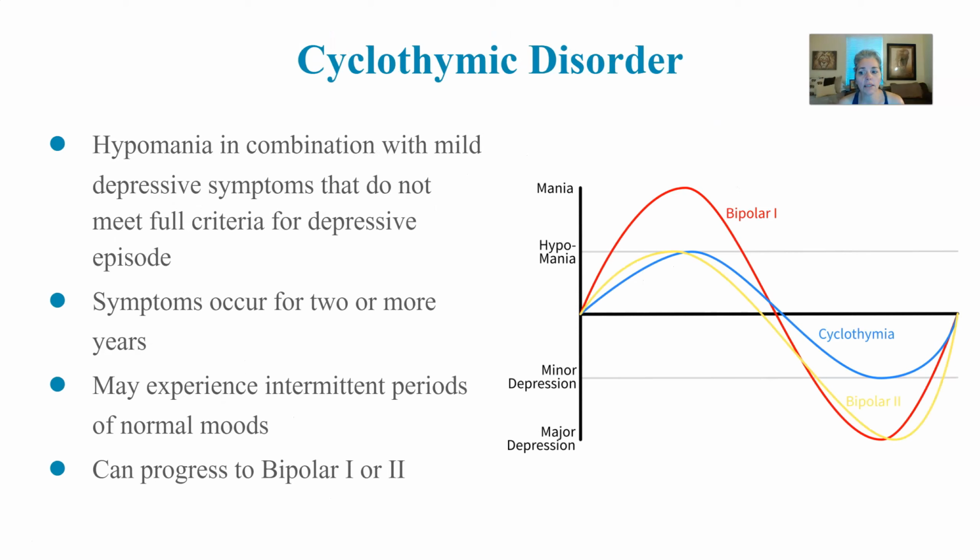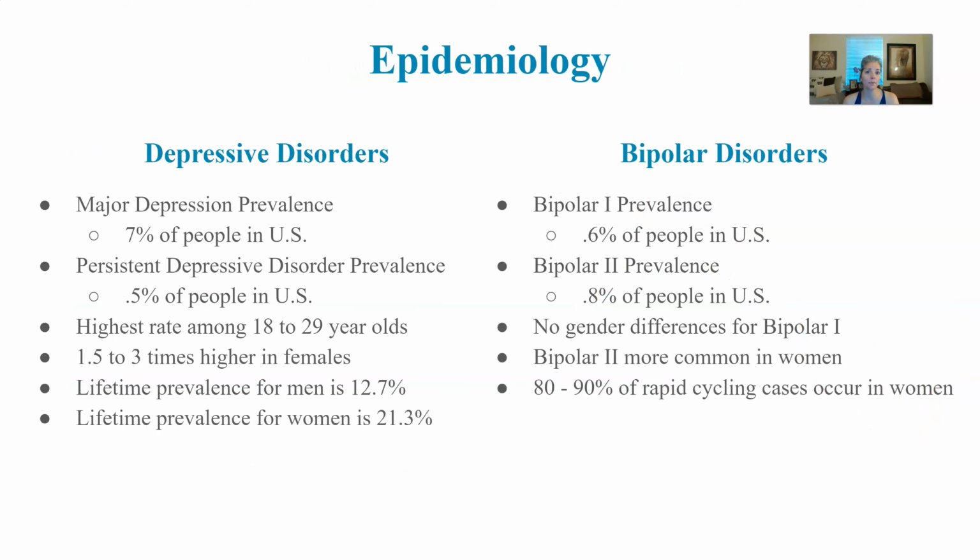Cyclothymic disorder, as I mentioned, is hypomania with mild depression. So both bipolar 1 and bipolar 2 often experience significantly depressed moods. But cyclothymic moderates more in the hypomania and the mild depression. It doesn't dip into the deep depression, and it doesn't get up to the extreme mania, okay? You have that fluctuation for 2 or more years. Again, you might have those intermittent periods where you feel well and comfortable and normal. Individuals who experience cyclothymic disorder may actually go on to receive a diagnosis of bipolar 1 or 2.